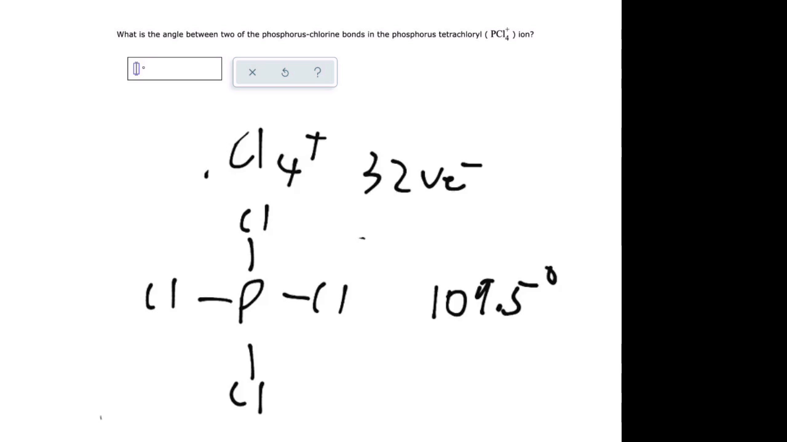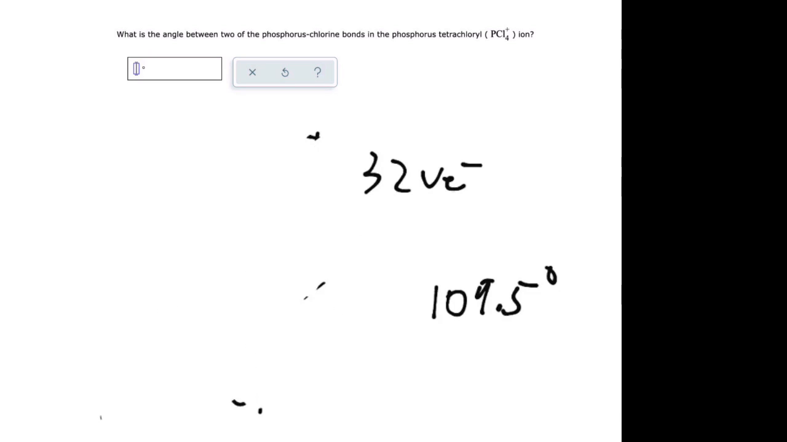Alright, I'm going to erase the board and we're going to complete the next question on the page. Alright, this next question says, consider the carbonyl fluoride molecule, CF2O, and there are some questions about this molecule. Well, in order to do those questions, we have to draw out the molecule. So let's draw out the molecule.